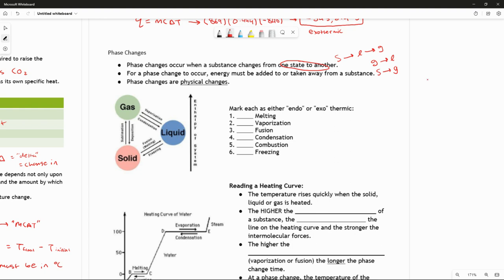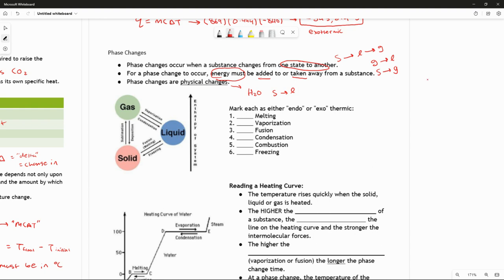For a phase change to actually occur, energy must be added or taken away from a substance. And these changes are physical changes. Physical changes just mean that they don't change the chemical composition. If you have water, H2O, and it goes from a solid to a liquid, you're not changing the fact that this water molecule is still H2O.